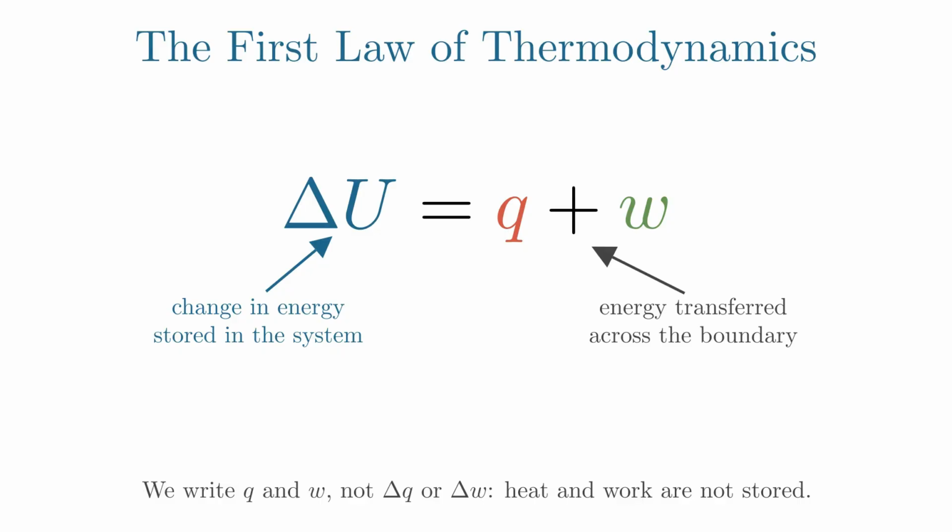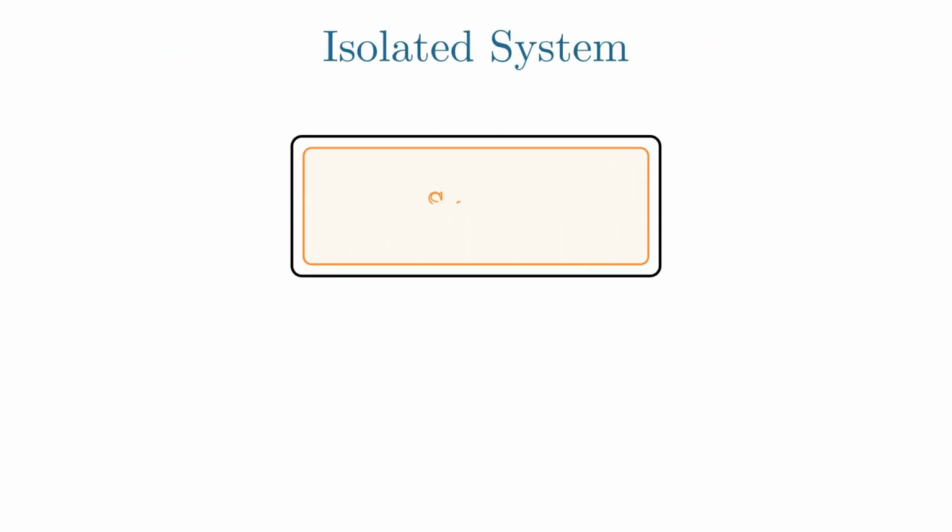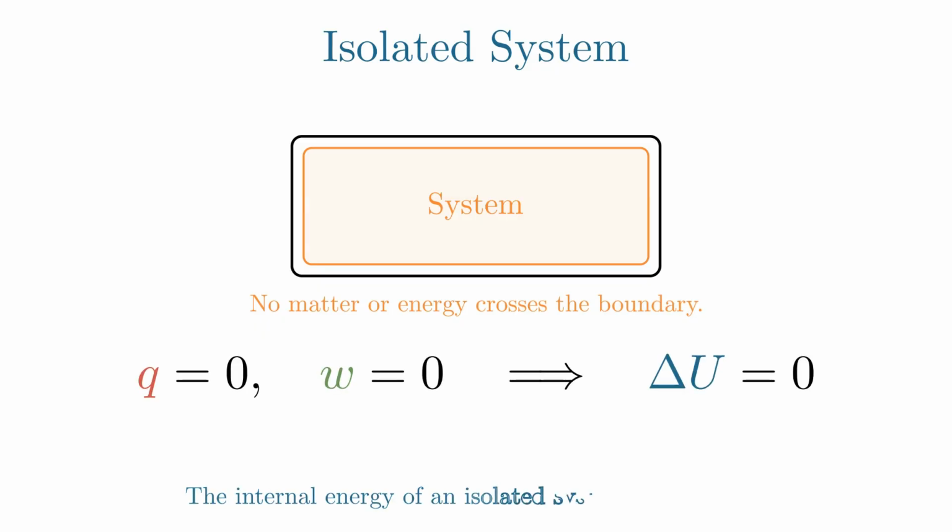Notice that we write delta U but not delta Q or delta W. Internal energy is stored in the system, so it makes sense to speak of a change in U. Heat and work, however, are not stored. They describe energy being transferred across the system boundary. Therefore, we write Q and W rather than a change in heat or work. It follows directly that for an isolated system, there is no heat transfer to or work done on the system, so the energy of an isolated system is constant.